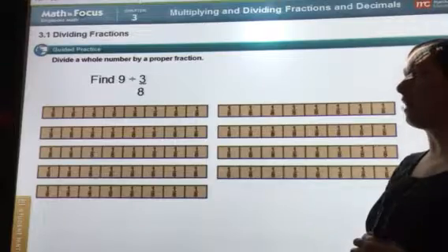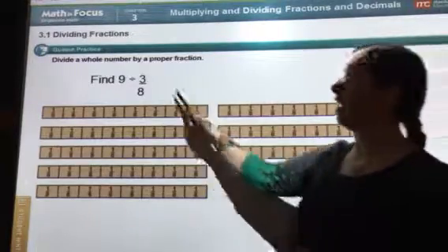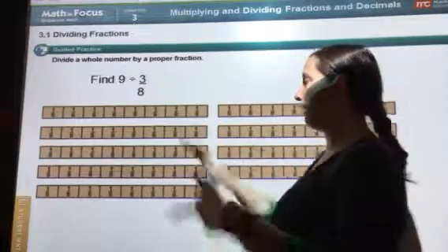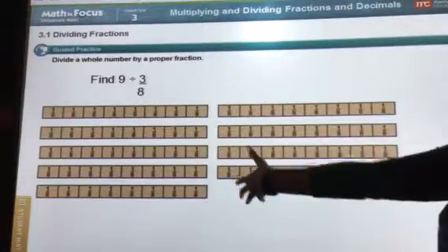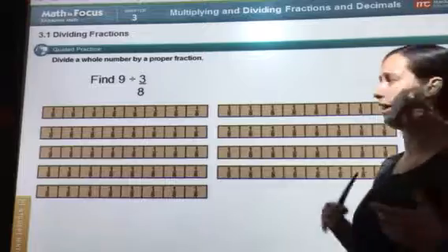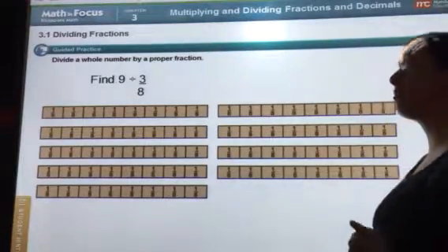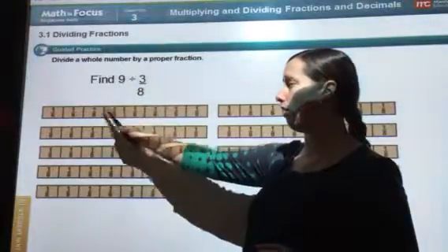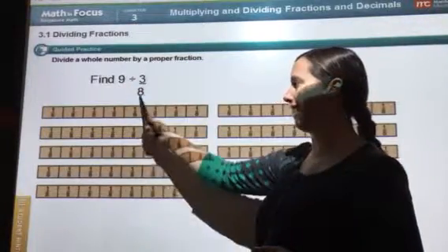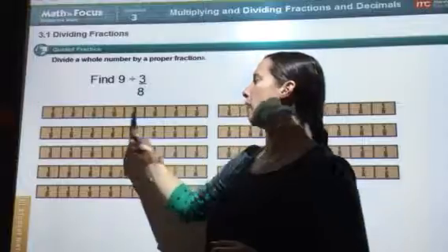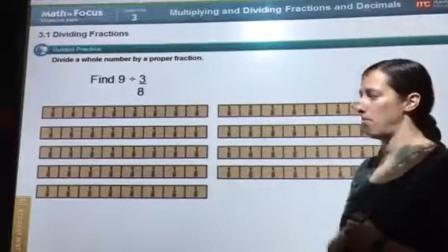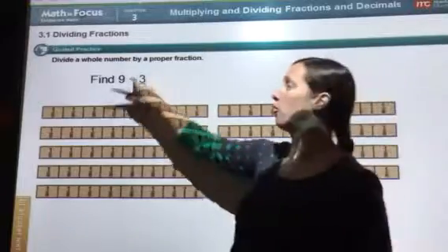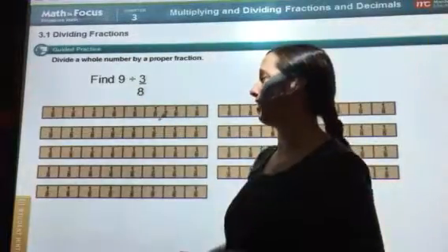So if I start with 9 wholes and I want to break them into groups of 3/8, what we did was we took 9 whole bars, and it doesn't matter if you do circles or rectangles or what you do, as long as you break it into the correct number of pieces. So every whole, all 9 whole bars were broken into 8s. 1, 2, 3, 4, 5, 6, 7, 8. So 8 equal pieces. Each piece represents 1/8. We need to group them or take them 3/8 at a time.